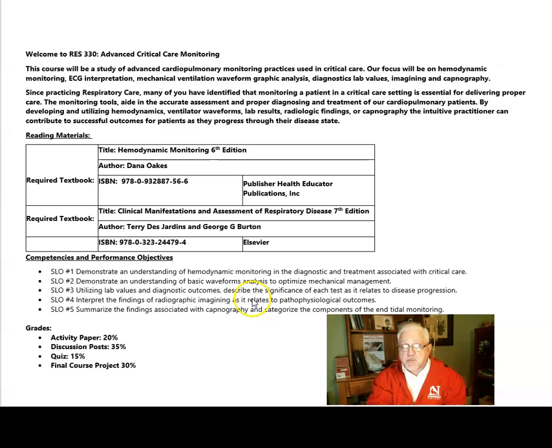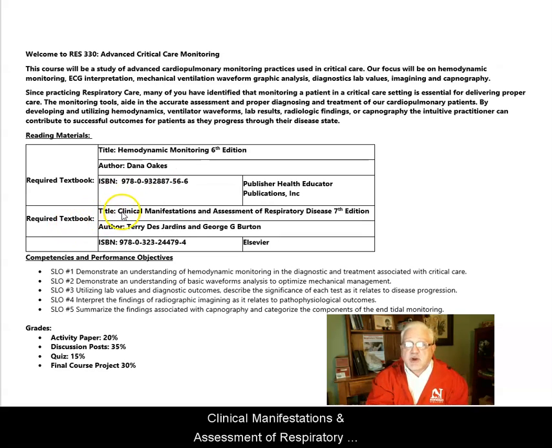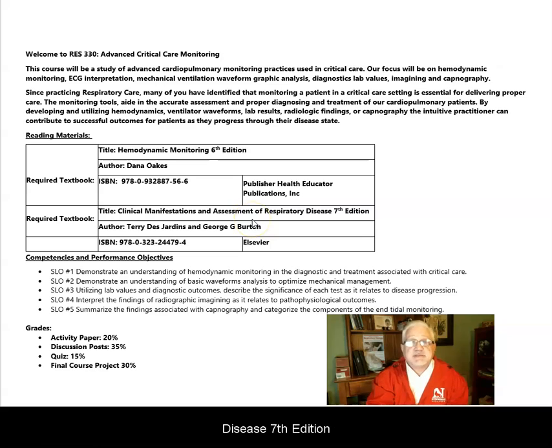As you can see here, our textbooks are going to be Hemodynamic Monitoring, 6th edition, by Dana Oakes. And many of you are familiar with Dana Oakes, the Pocket Guide, a phenomenal resource. And then we're going to use Clinical Manifestations and Assessment of Respiratory Disease, 7th edition. I know that I talked about this as being a rented book for last semester, for that one semester. I do apologize, we will be using this throughout. I made that assessment over the semester, of how we could use this for our advanced critical care monitoring.